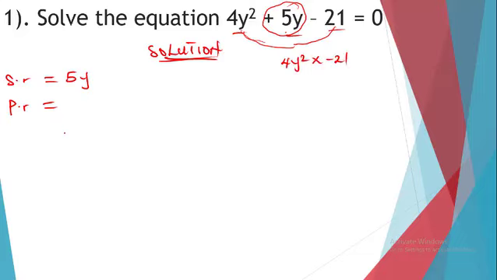Okay, and then 4 times 21 will give us minus 84y squared. Okay, now we found the product of root of this equation, the first term times the last term. Okay, then after this we then find the factors of the product of roots, the numbers that can divide 84 without a remainder.